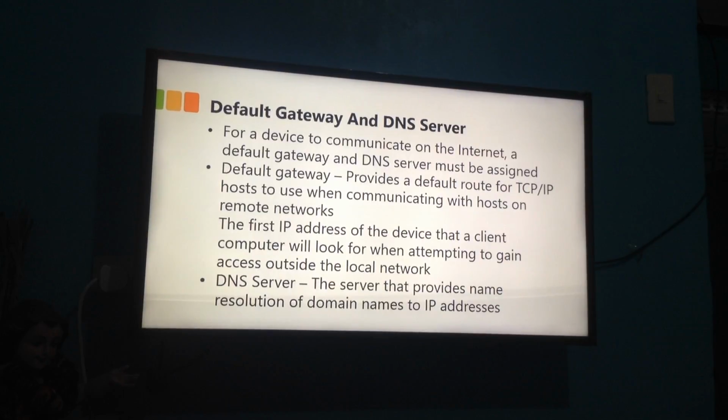The default gateway provides a default route for TCP/IP hosts to use when communicating with hosts on remote networks. So, how do you connect to someone else outside your environment? It is the first IP address of the device that a client computer will look for when attempting to gain access outside the local network.